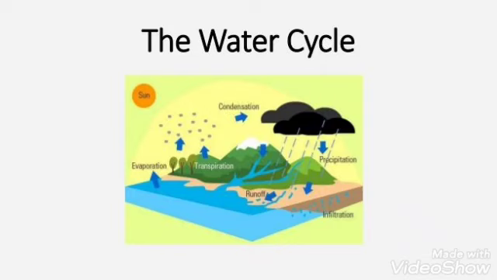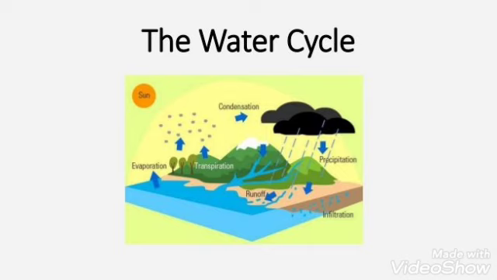I told you about the water cycle in one of the previous modules, that water keeps on traveling from soil to environment, then to clouds, then to soil again and to water bodies. So this forms a cycle in the environment and we call that cycle the water cycle.